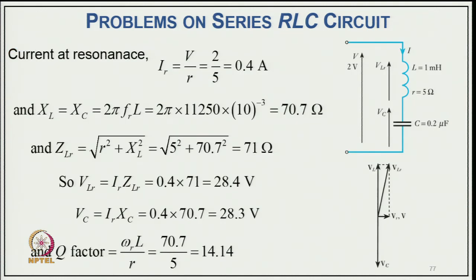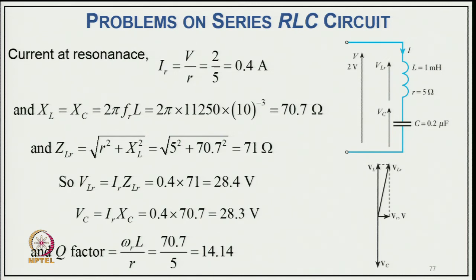So, current at resonance is I_R equal to V upon R, that is 2 upon 5, that is 0.4 ampere, and X_L equal to X_C equal to 2 pi f_R L, that is 2 pi into 11,250 into 10 power minus 3, that comes to 70.7. Z_LR equal to under root R square plus X_L square, that is 5 square plus 70.7 square. So, that is 71 ohm, and V_L equal to V_LR equal to I_R Z_LR, that is 0.4 into 71, this comes to 28.4 volt, whereas we have a supply voltage of only 2 volt.